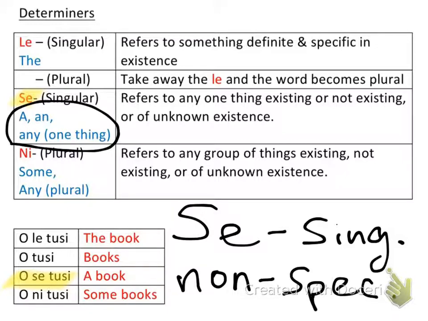So like, let's say someone said, "What is that?" And you just said, "Oh, that's a book. It's a non-specific book. It is a book, but it's not a specific book," if that makes sense. So closest thing that you can translate that to in English is "a book." It's just a single amount of books, but it's not any specific book.